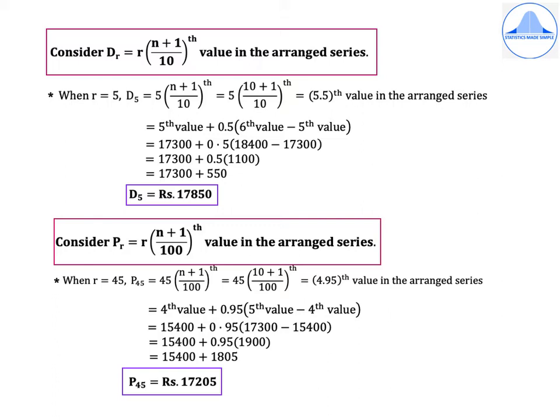series, which is equal to 5th value plus 0.5 into (6th value minus the 5th value), which is equal to 17,300 plus 0.5 into (18,400 minus 17,300), which is equal to 17,300 plus 0.5 into 1,100, which is equal to 17,300 plus 550, or we get D5 equal to rupees 17,850.